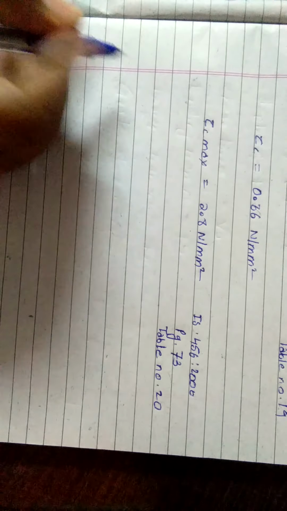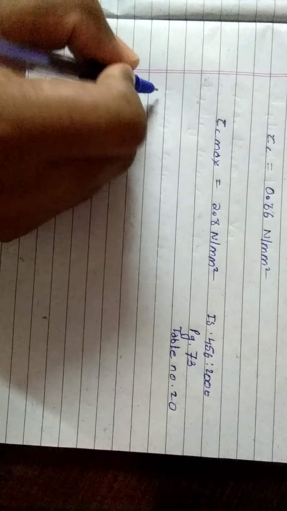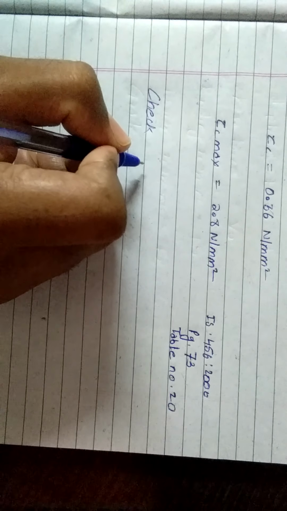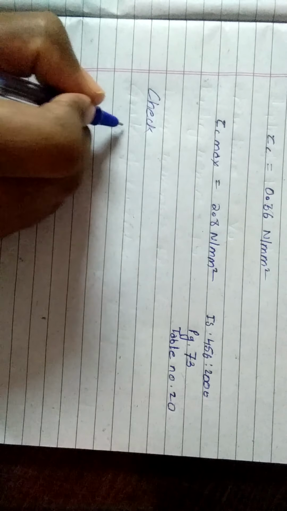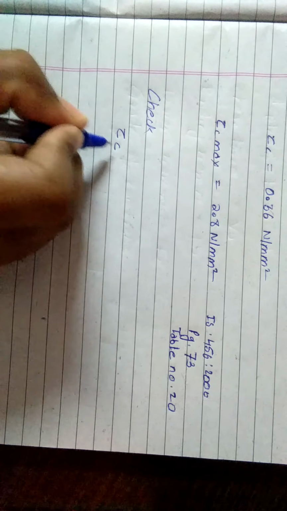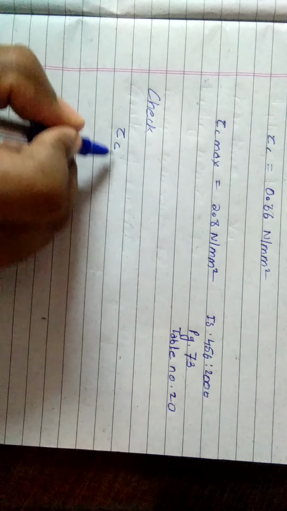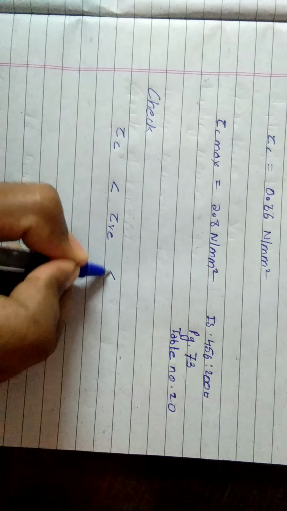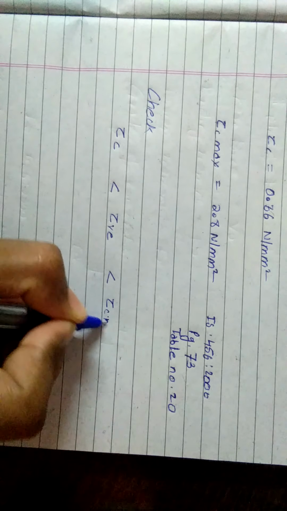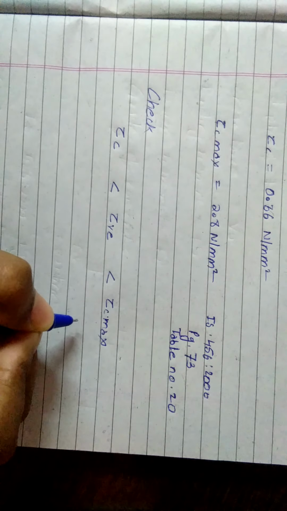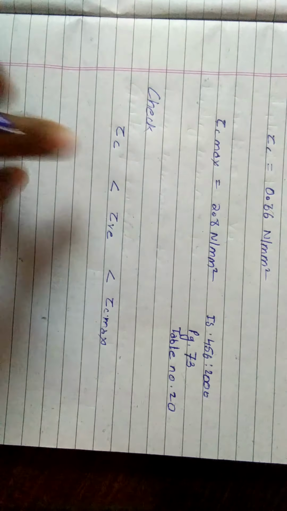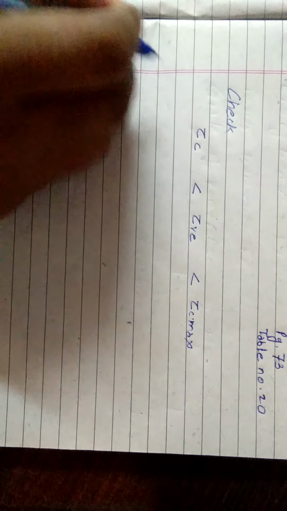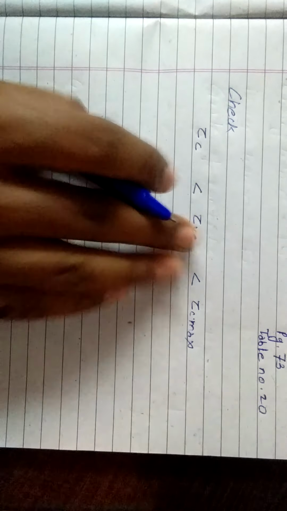Okay, up to here it is clear. Now we have to just check whether the value of the shear stress is correct or not. So the condition is tau c, the shear capacity of concrete, should be less than tau v, the nominal shear stress, which should be less than tau c max. If it satisfies this condition, then go to step number 6, and if not, leave the example up to here only.